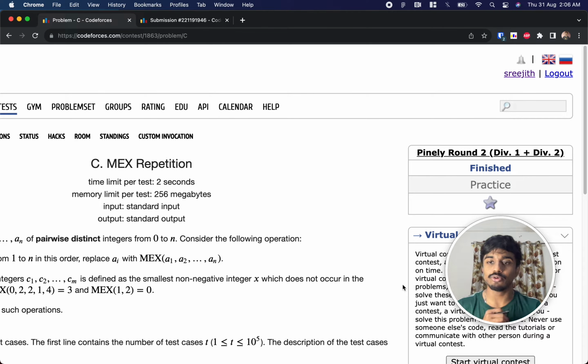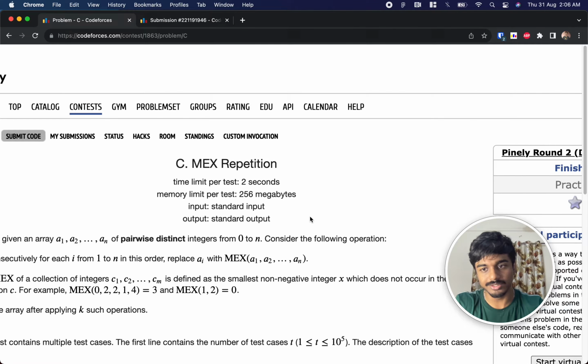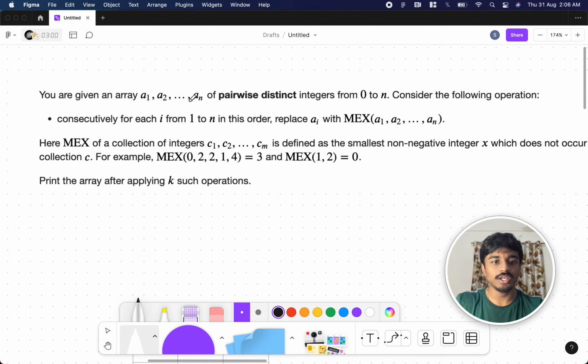This is finally round 2 of Codeforces and we're going to solve the third problem, that is MEX repetition. The problem is very simple. They are telling that you will be given an array which is pairwise distinct. Pairwise distinct means there are no duplicates in the array and the integers can be from 0 to n.